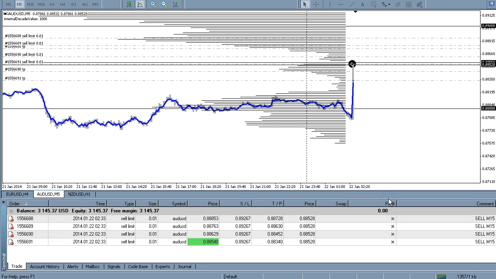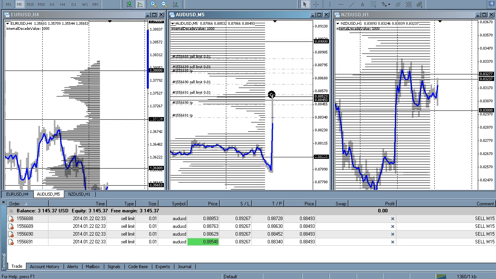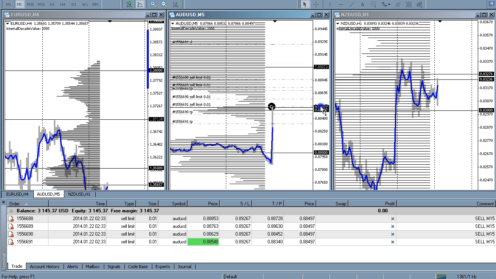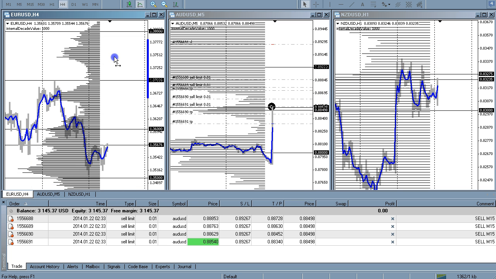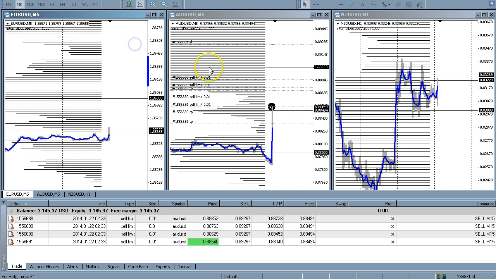Okay, so now, let me see if I can go back to my... I don't have my new software yet. I'm trying to get Windows 8 on here. Okay, that's the 5 minute. This is euro dollar here. This is 5 minute. Well, there's not much for these markets to chew on.